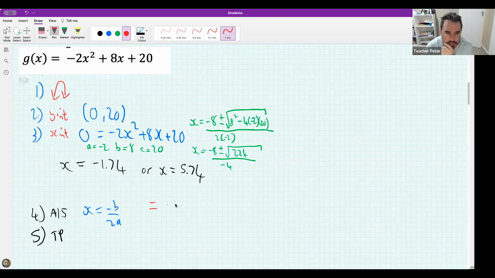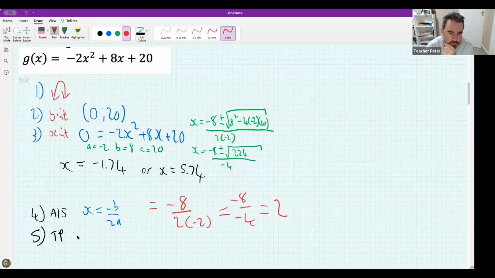So minus b would be minus 8 over 2 times, so this is 2. So the turning point will have a value of 2 as its x coordinate. What is the y value of the turning point? You need to take the 2 and put it back in g. So g of 2. So yeah, I get minus 8 plus 16, which is 8 plus 20. So I get 28.